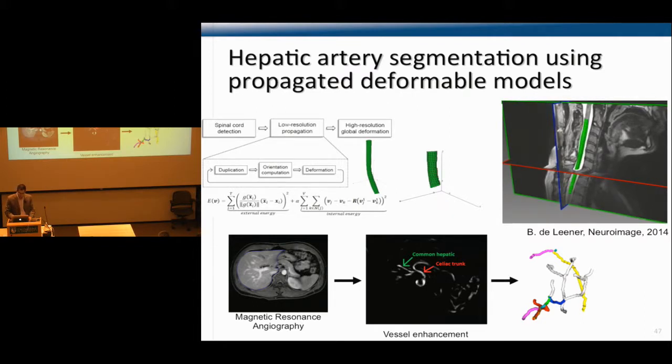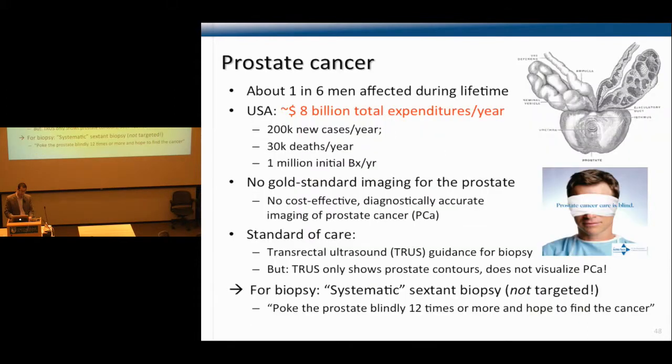So with the time that's left, I'll talk about another clinical application which I worked a lot on. It's in prostate cancer. It's pretty much the same formula as I showed for liver cancer, but here we have clinical results that showed the value of fusion imaging compared to standard of care ultrasound imaging or just MRI. As some of you know, prostate cancer affects 1 out of 6 men in their lifetime, and in the U.S. it amounts to around $8 billion in total expenditures per year. You probably know someone in your family that has or had prostate cancer in his life.